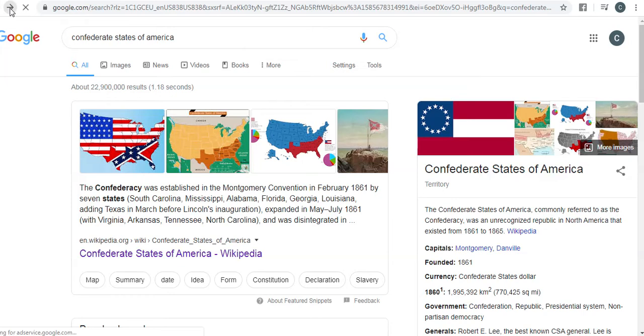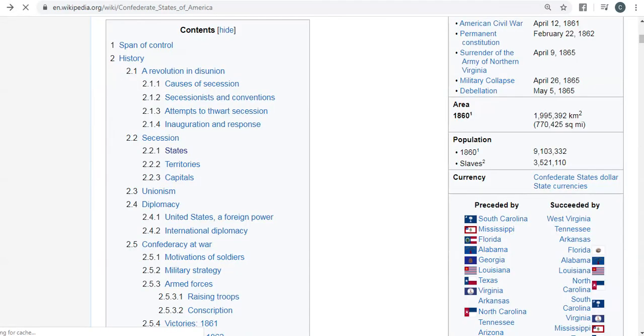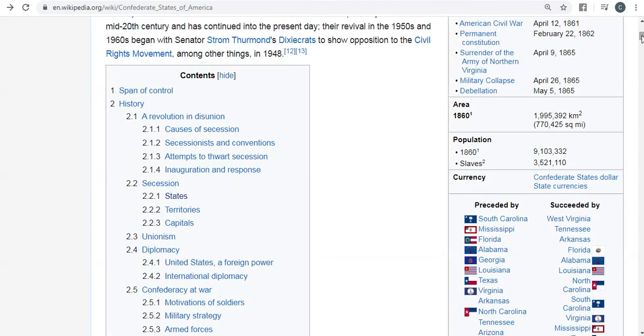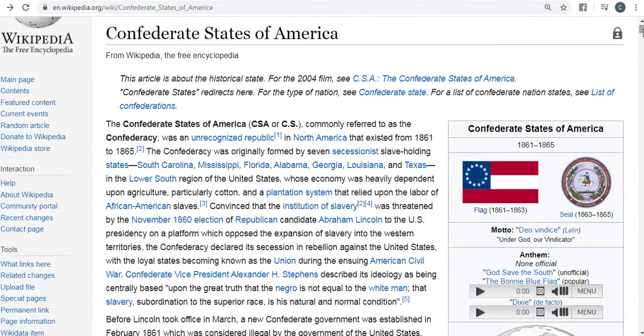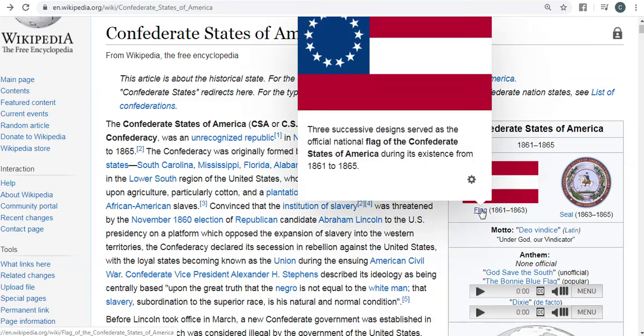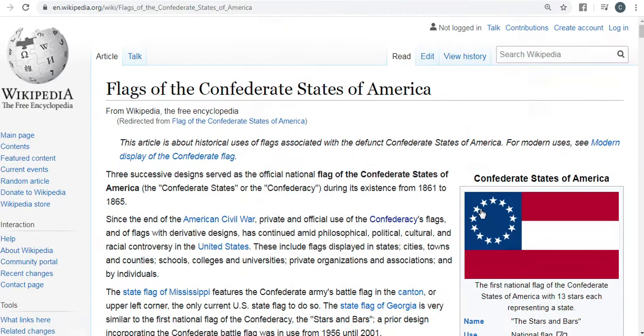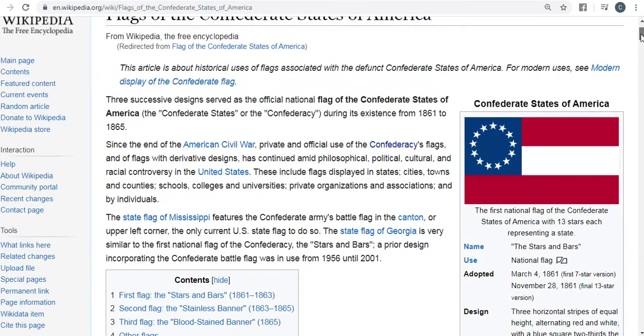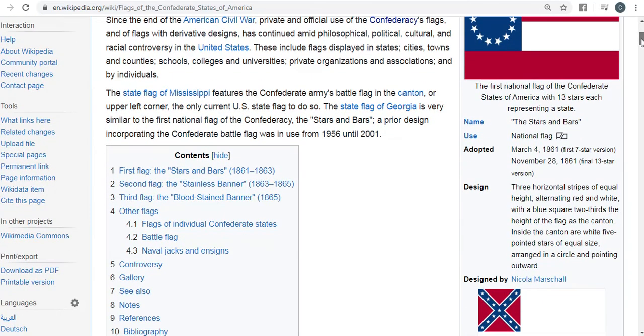Or actually, what I could have done was, if I looked up at the top on that same site, there is the flag. And I can click on right there, flag. If I click on it, three successive designs served as the official national flag of the Confederate States. The first one, with 13 stars, each representing a state.